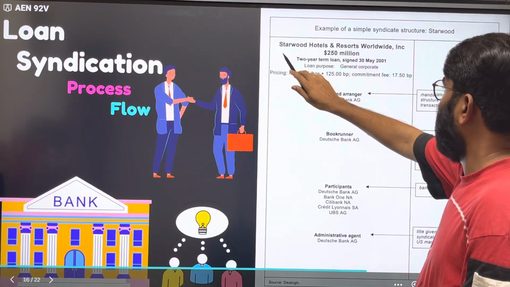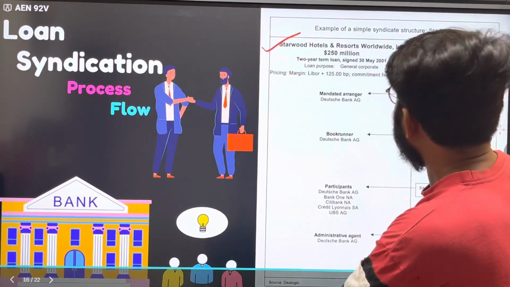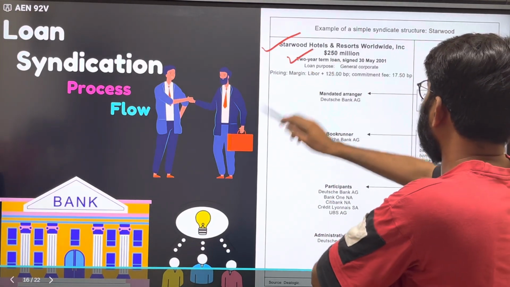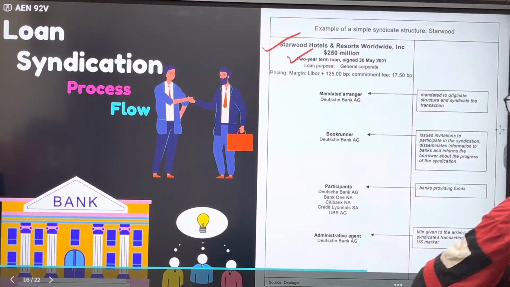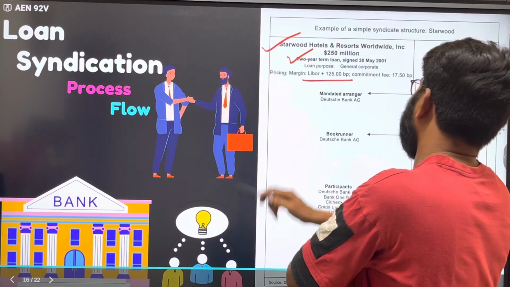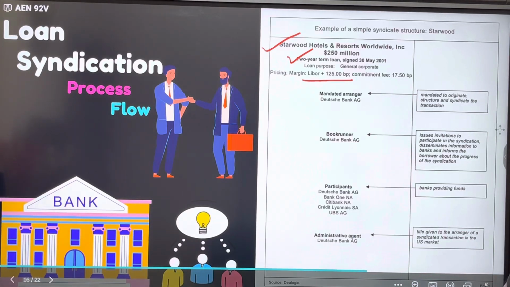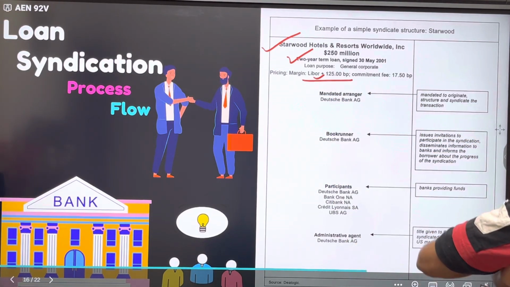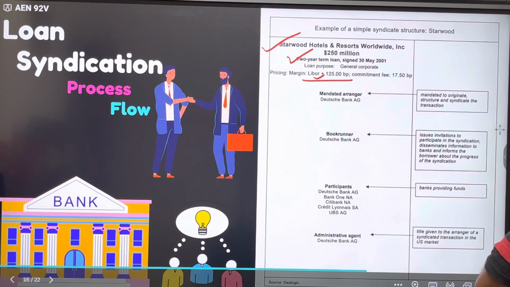Same example, let's say this particular deal, Starwood Hotels and Resorts, needs a 250 million term loan for 2 years, and they already signed. Purpose, let's say general, whatever it would be. The interest rate would be LIBOR. No, we don't have LIBOR now. It's now SONIA, SOFR. So there are different rates. But just take an example. Let's say the total price and all goes around LIBOR plus 125 BPS. So this is the rate, if you see.